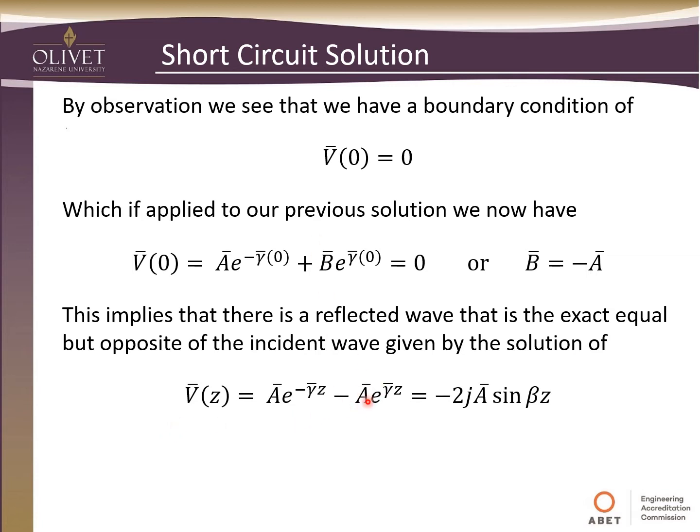Instead of B, we'll have negative A, and when we work the trig out, our equation for the voltage becomes, by a trig identity, minus 2jA sine beta z. Likewise, our current, same thing, just becomes a trig identity, and it's just 2A over our intrinsic impedance times the cosine of beta z.